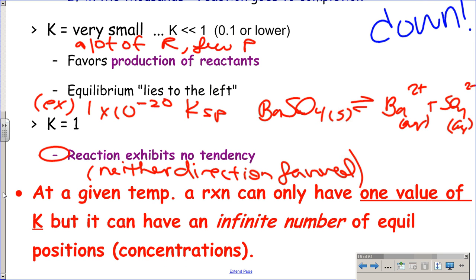K equals 1 does not mean it's at equilibrium. Okay, that is a big misconception. Oh, it's at equilibrium, K is equal to 1. No, everything's at equilibrium if we're talking about K values. We're talking about the K of equilibrium, the equilibrium constant. So don't let that be a misconception either.